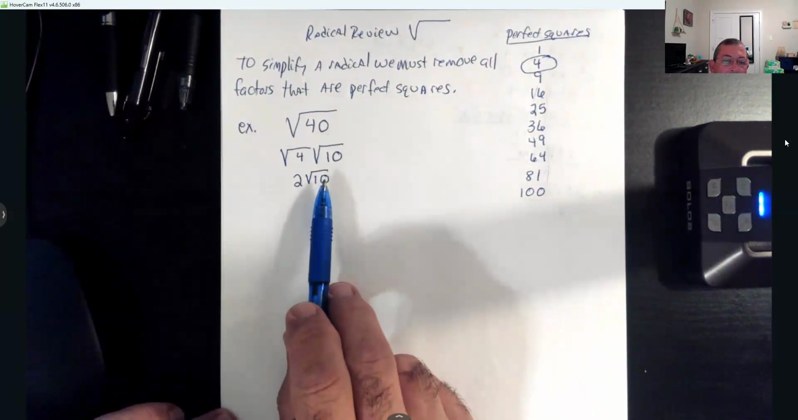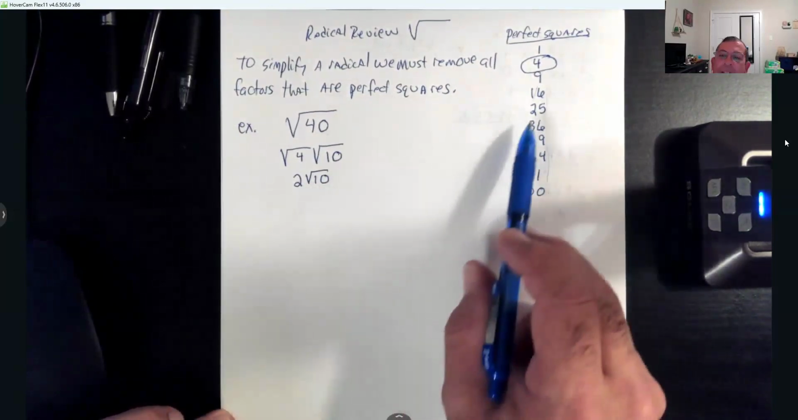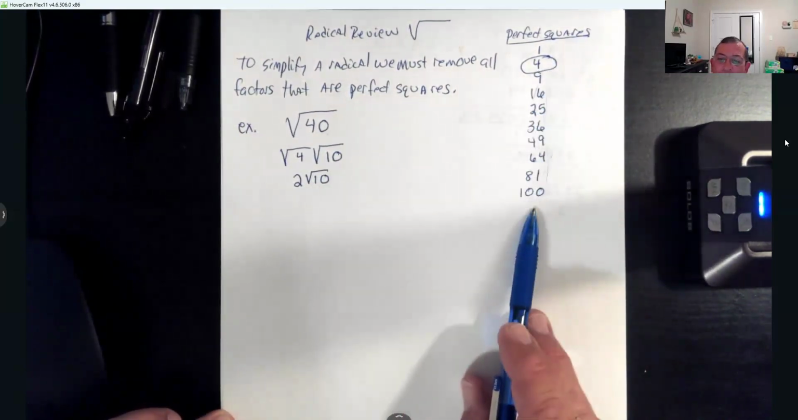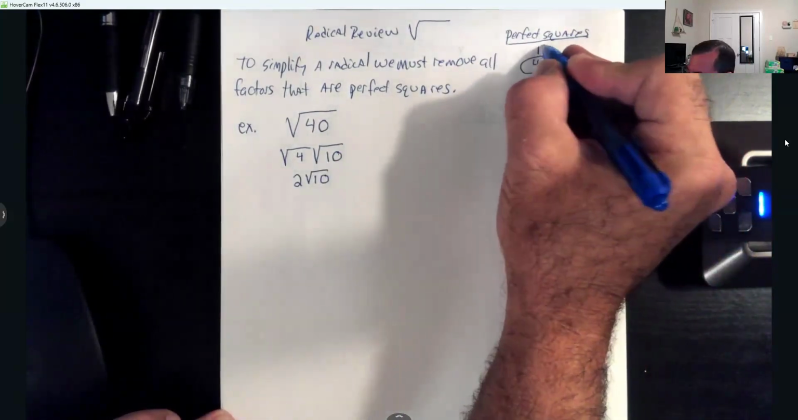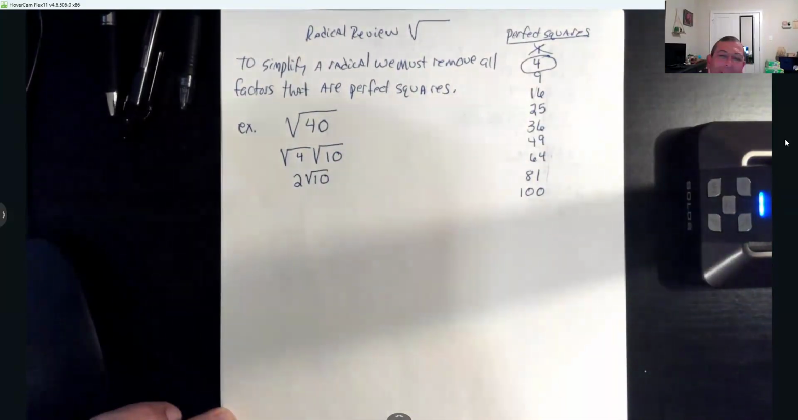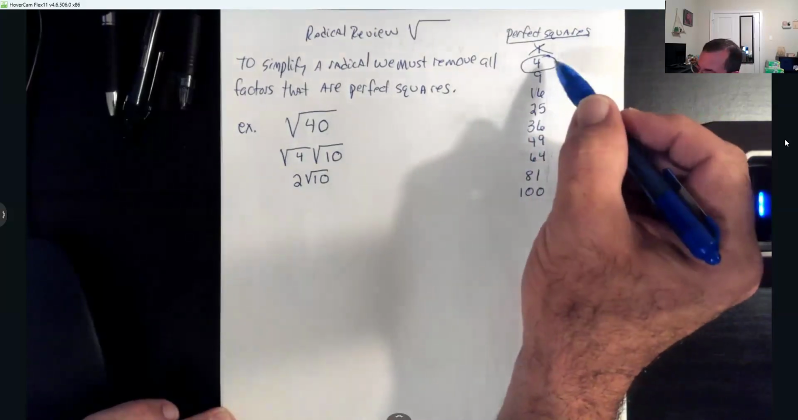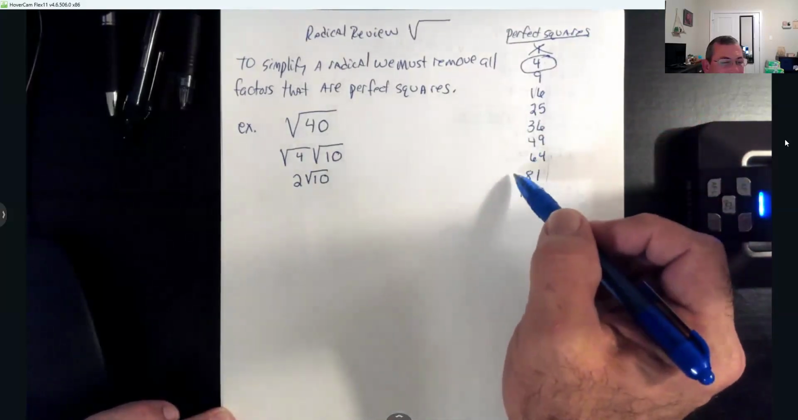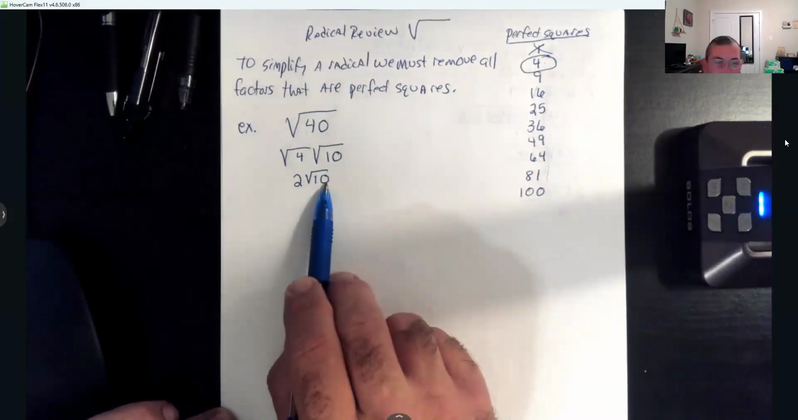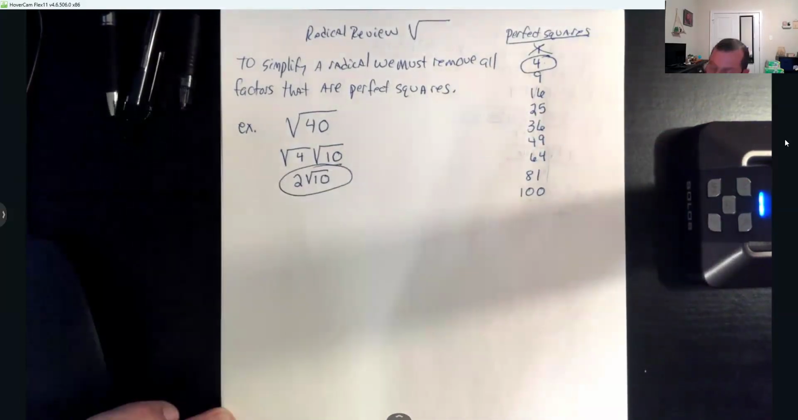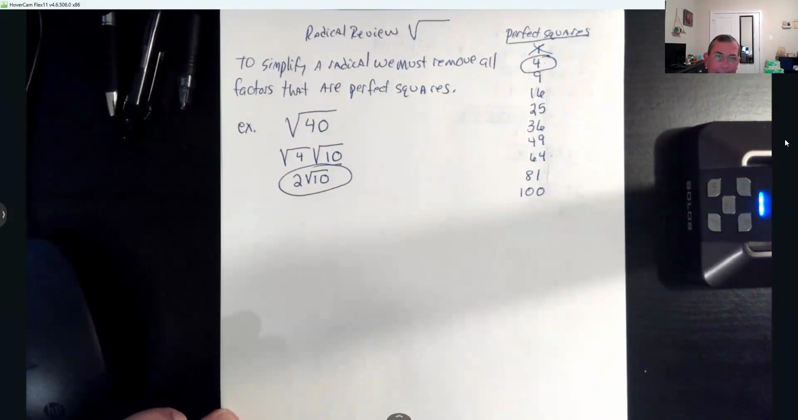So y'all look at that. 10 does not have any more factors that are perfect squares, because really 1 doesn't help you, because that'd still be 1 times 10, right? So 1 doesn't help us. So we're looking for 4, 9, 16, and so on. But y'all, none of those are factors of 10, so that is your final answer. Okay? So knowing that, let's go back to our problem.